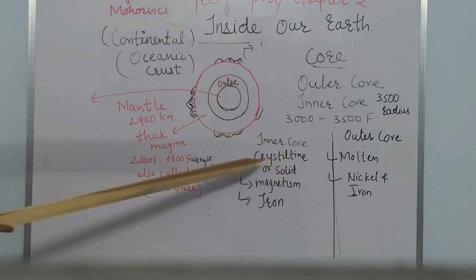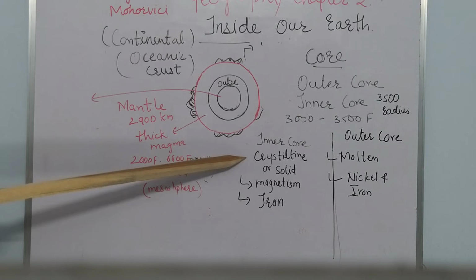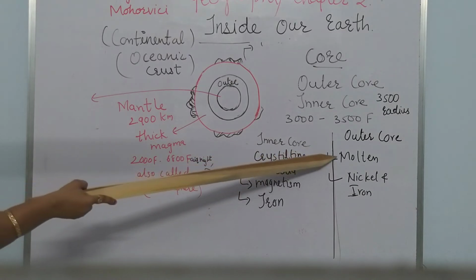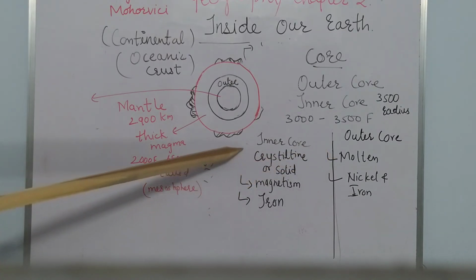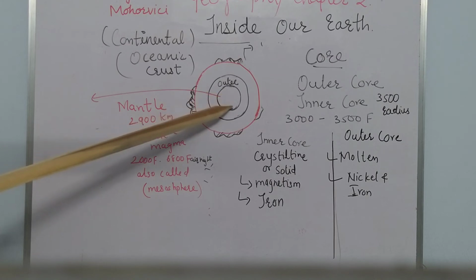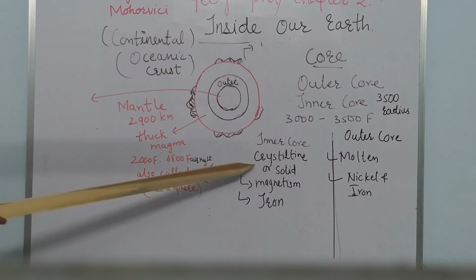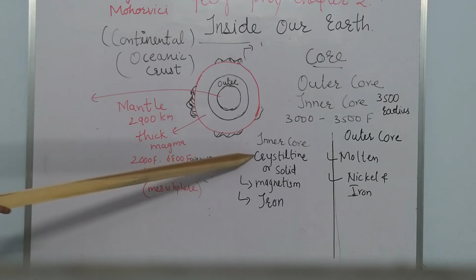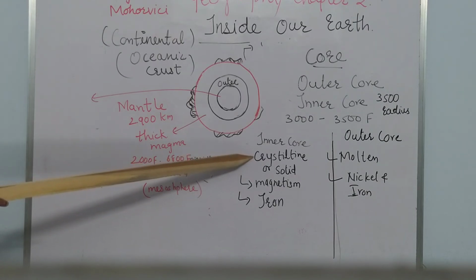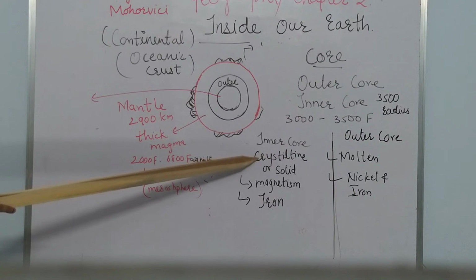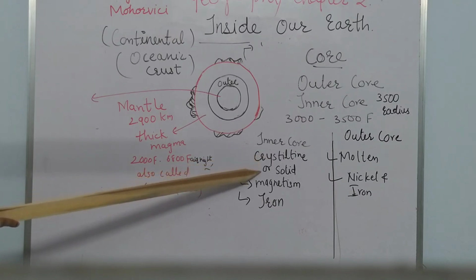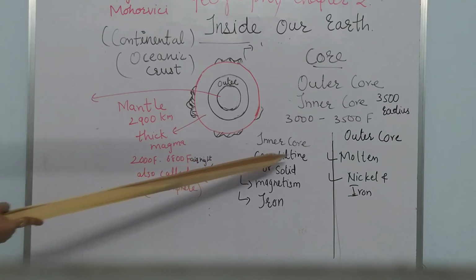You may be thinking, why is the inner core crystalline solid, whereas the outer core is molten, though it is inside, under the surface, in the layers of the earth? Why is it so? Because here you find extremely high temperature and high pressure in the inner core. That is why it is crystalline and solid.